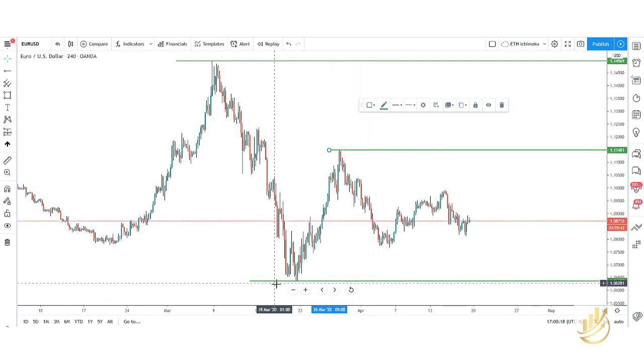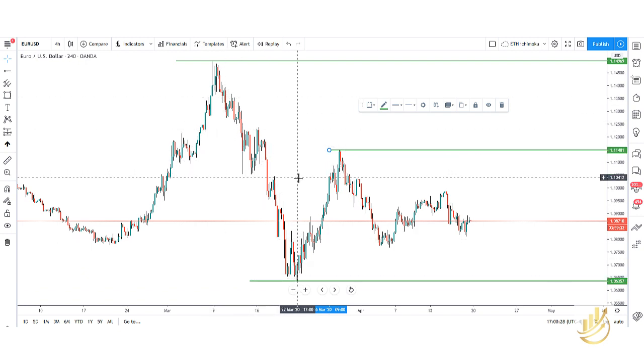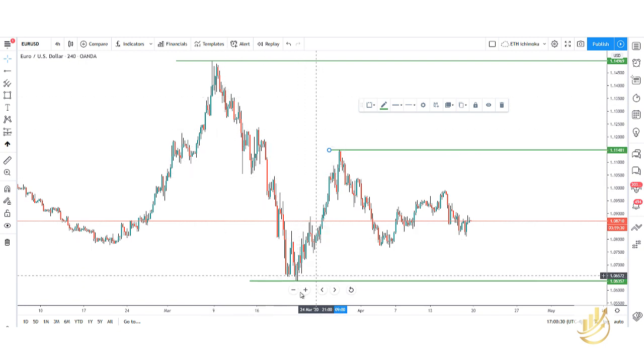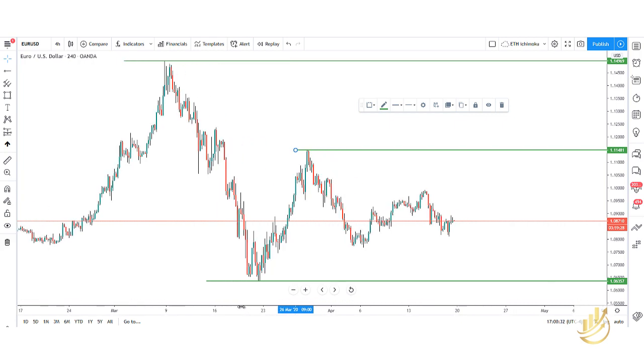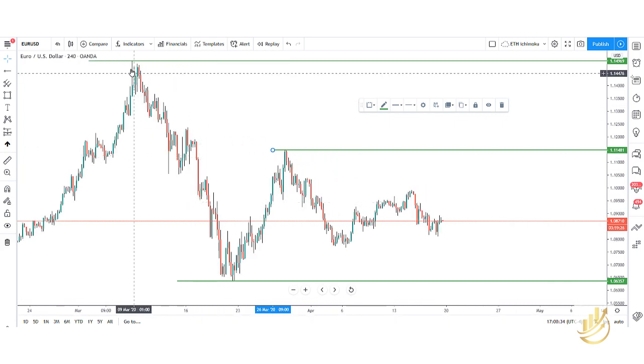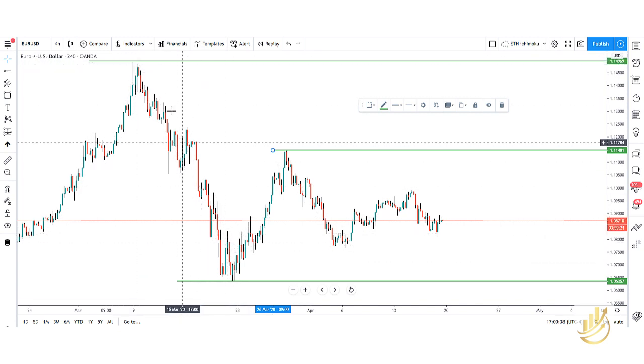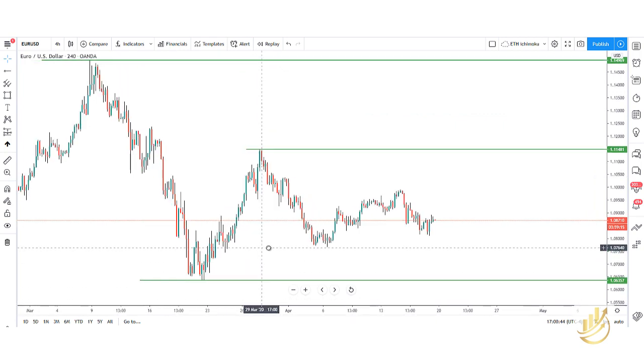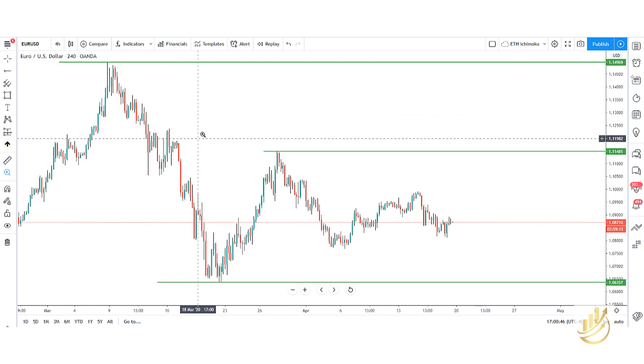So how do we study? What are we looking for here? If I look carefully, this was the down move, and then price starts to go up. If I zoom in, let me zoom it.